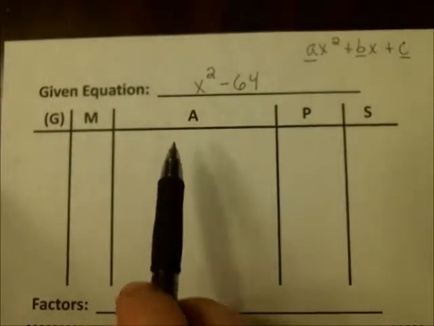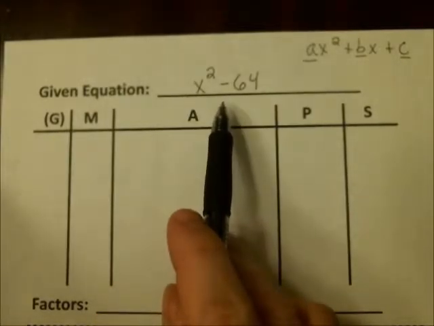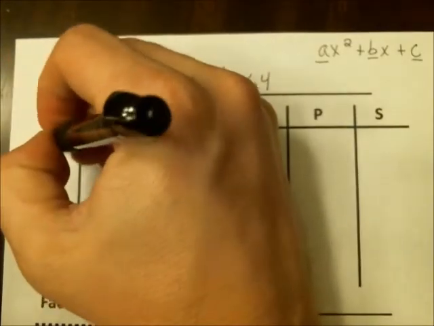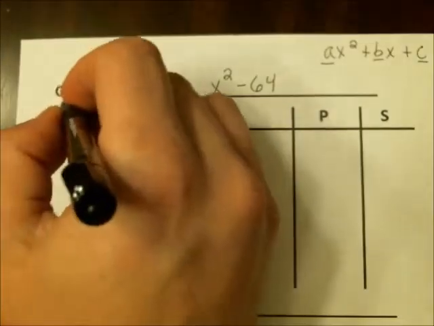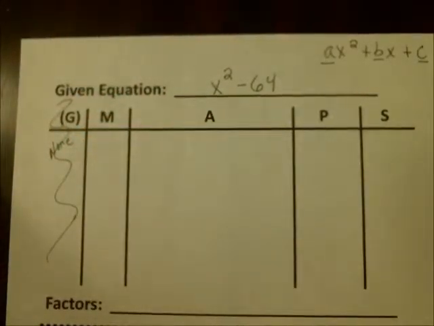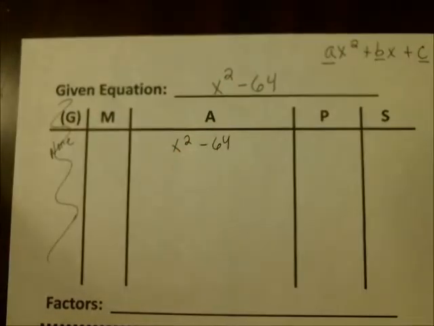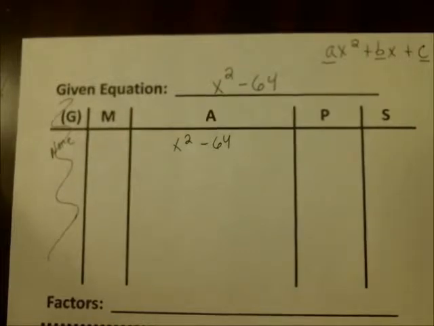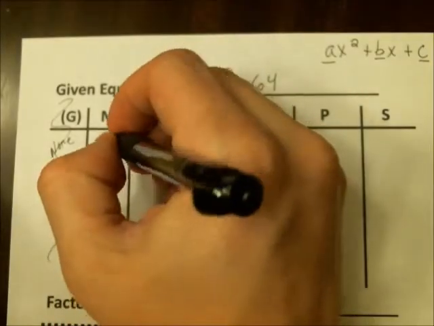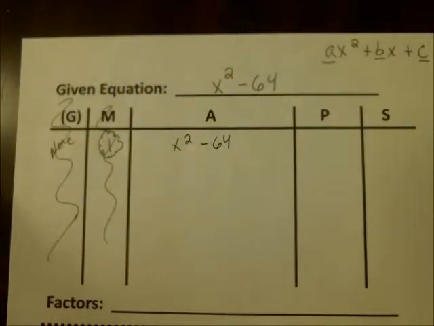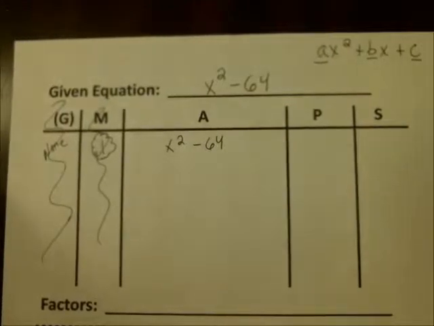Well, first, pause the video, find the GCF. Okay, there is none. So I can now ignore my GCF column. Okay, so I can rewrite x squared minus 64. Find your magic number. Wait, magic number, it's 1. And 1 as a magic number is also irrelevant to us. Okay, so far so good. This is pretty easy. We must identify the product and sum term. That's where it gets tricky, right?